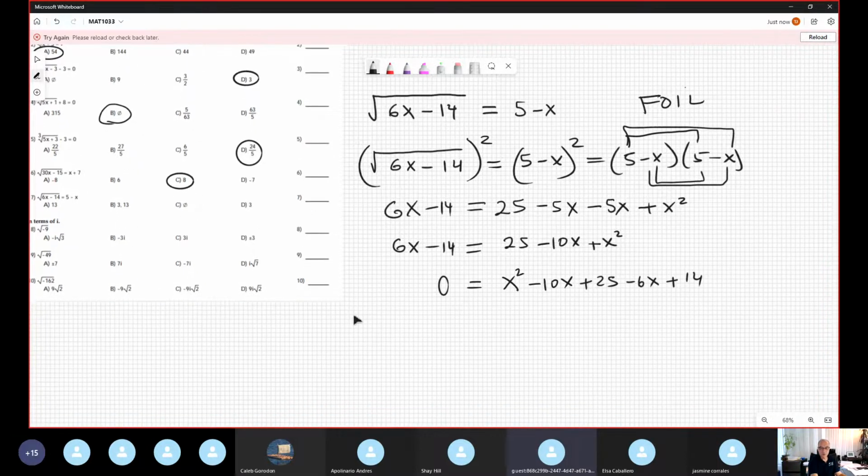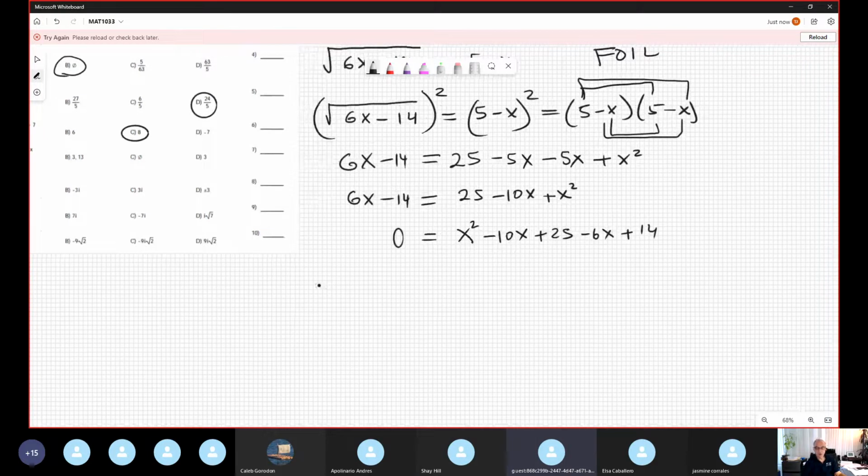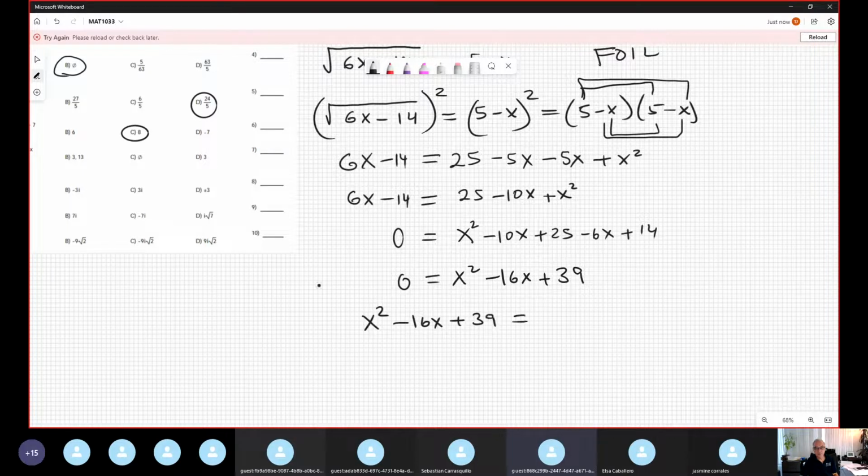Okay, so now one more time. We combine like terms. x squared minus 16x, because it's minus 10 and minus 6, and 25 and 14 together is 39. Okay, to feel more comfortable, I put it in this elegant way. So now the solution to the quadratic equation. This is classical. We can do that.